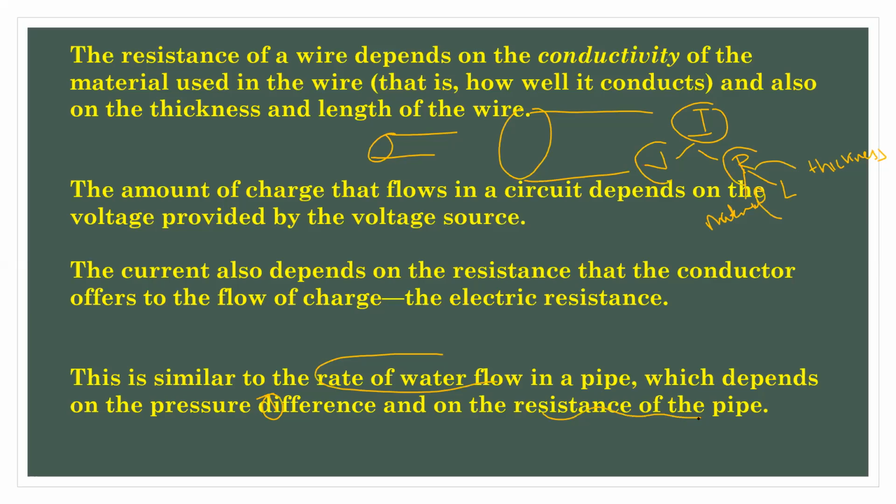Does this pipe allow the same flow as the other pipe? No. If they don't have the same material, if they have different material, different length, and different thickness, the flow of charge in this pipe will be different from the flow of charge in the other pipe. Is it clear?